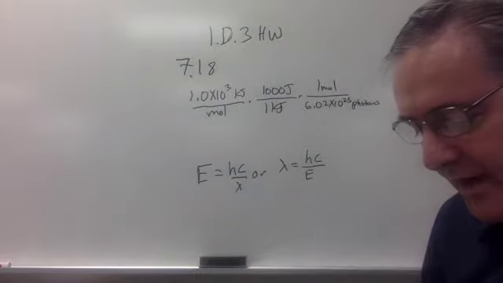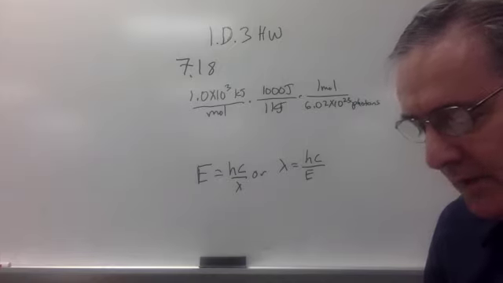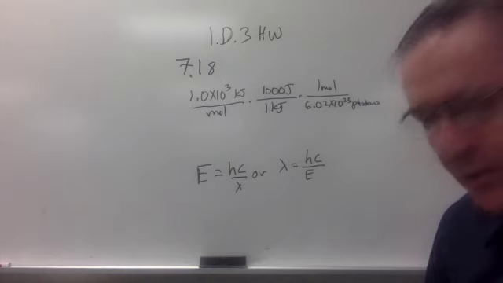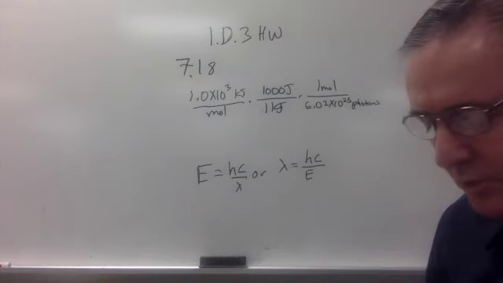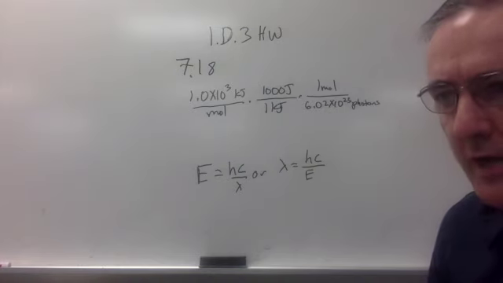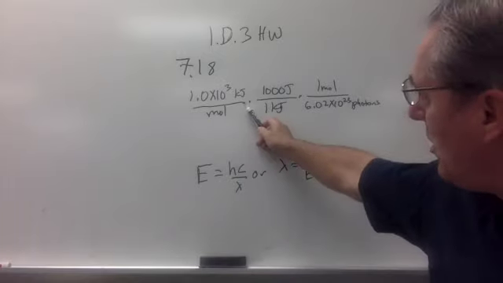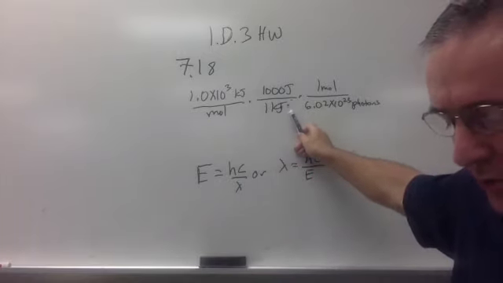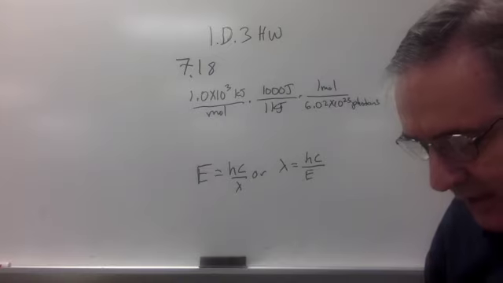Moving on to 7.18, it says what is the wavelength in nanometers of radiation that has an energy content of 1 times 10 to the 3rd kilojoules per mole? In which region of the electromagnetic spectrum is this radiation found? In this question we need to convert from kilojoules per mole to joules per photon to get the wavelength. We always work from individual photons and their energies and frequencies in order to get wavelength, not kilojoules per mole. So we have 1,000 kilojoules per mole. There are 1,000 joules in a kilojoule, and there's 6.02 times 10 to the 23rd photons in a mole of photons.